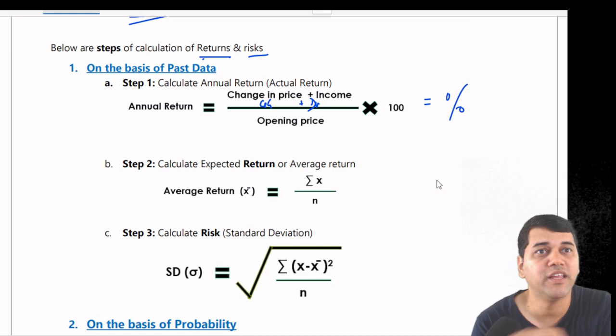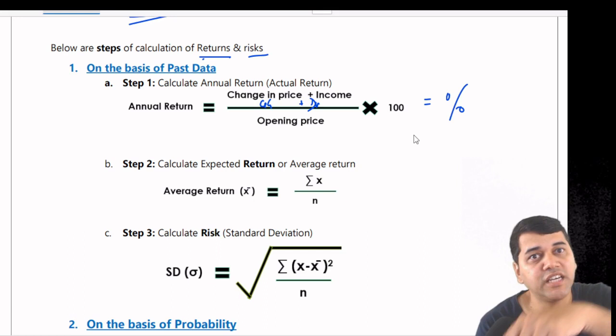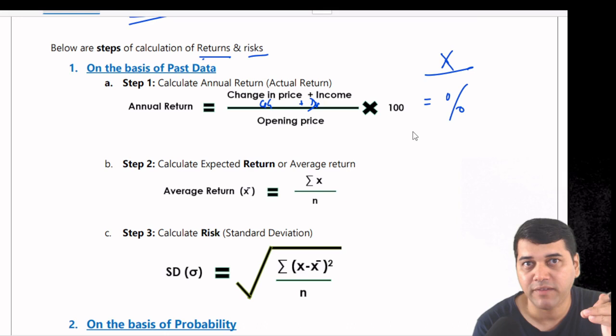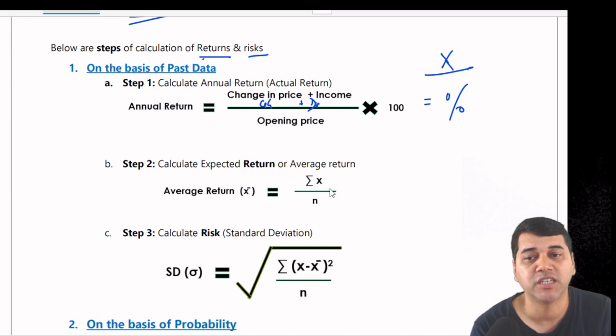Second year, I will do the same thing. Third year also, the same thing. Fourth year also, the same thing. These percentages I will denote by X. Then for 5 years, I have got 5 X values: first year return, second year return, third year return, fourth year return. And then I will calculate the average return as sum of X divided by N. This is a simple statistical thing.